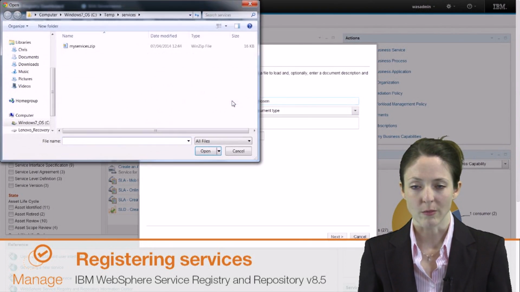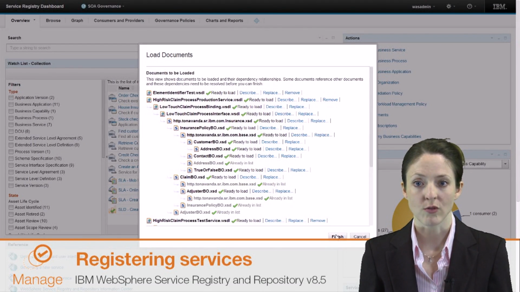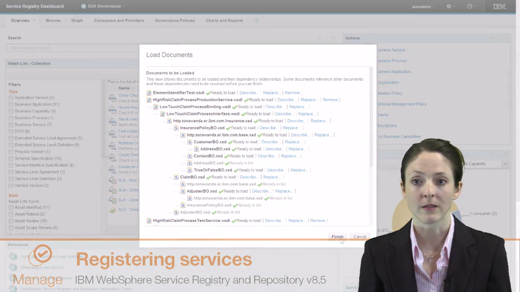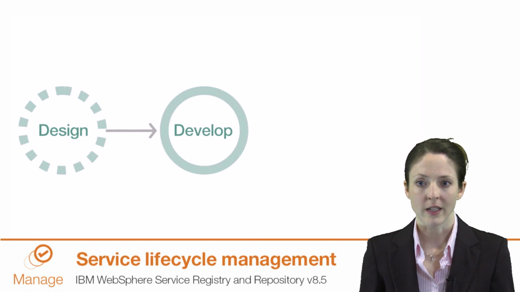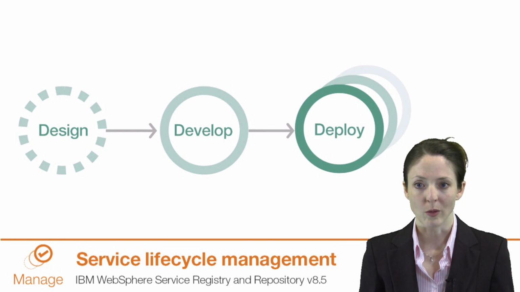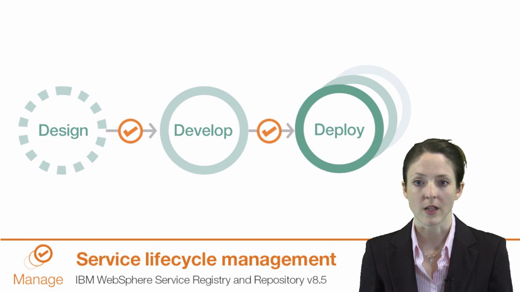Service definition documents can be bulk loaded from a zip file or published into the service registry directly from developer tooling. The Service Registry Dashboard can be used to manage the design and development phases and deployment of services to runtime environments. Approvals can be put in place at various stages, for example, to control the promotion of a service from test to staging and ultimately into the production environment.